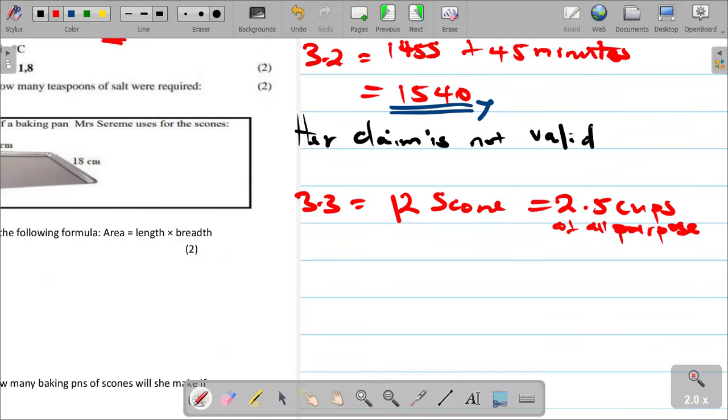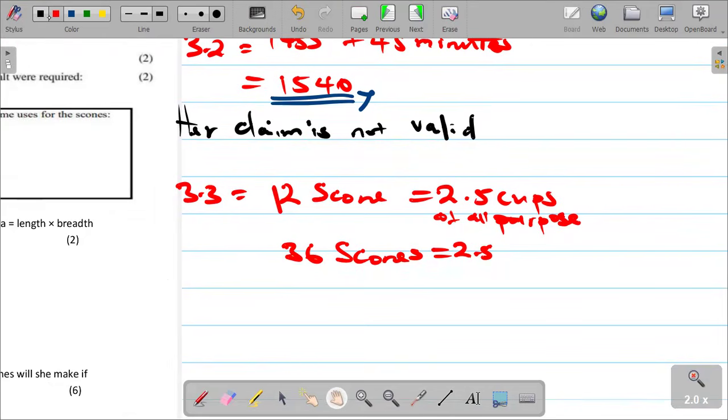So now what you need to understand is that 36 scones is equal to 2.5 cups multiplied by 3, which is going to give us 7.5 cups.